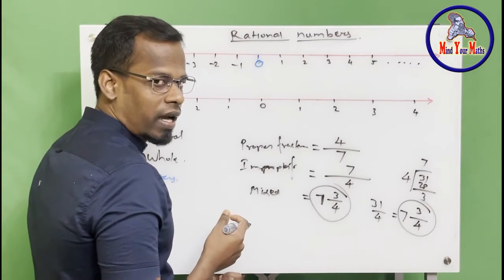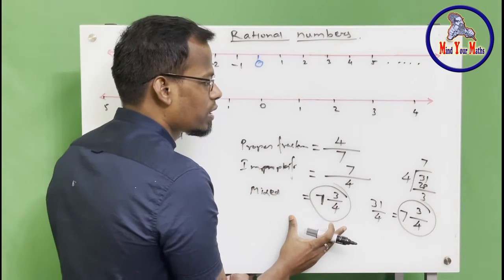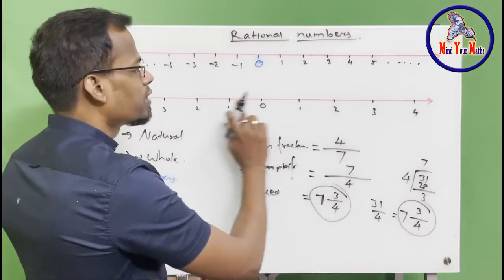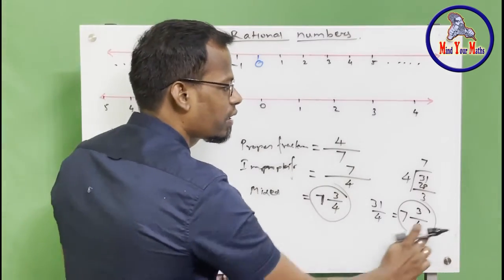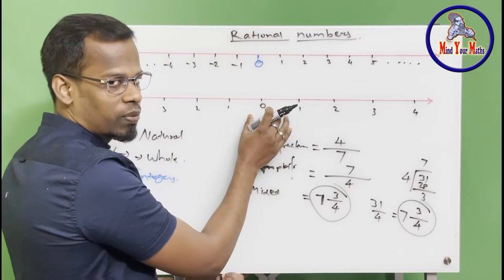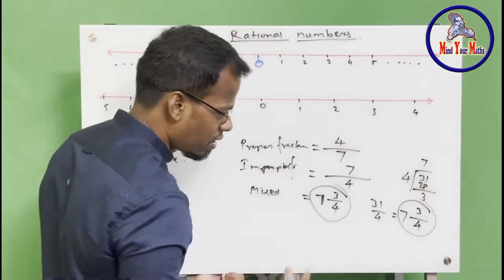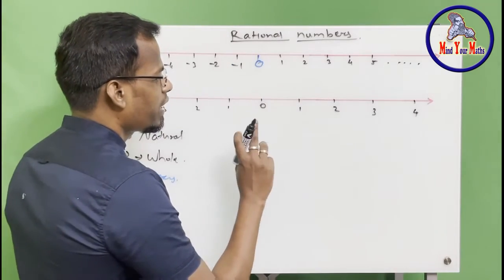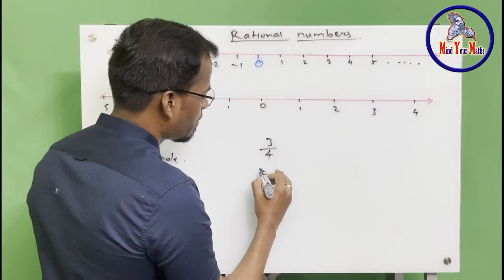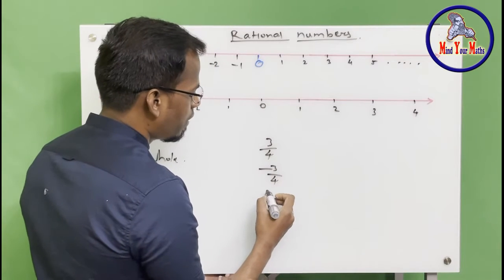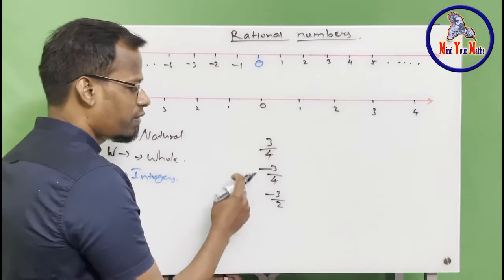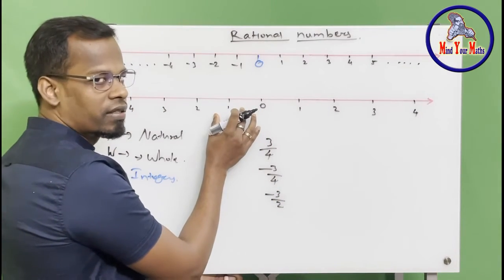Understand? So this is what we are going to use to mark the fractions or the rational numbers in the straight line. This understanding is something that you need to have so that it will be easy for you to understand what I am going to explain now. Okay, so let me just erase it. Let's mark three numbers on this straight line. One is 3 by 4, the second one is minus 3 by 4, and the third one is minus 3 by 2. So these three fractions we are going to mark in this straight line.